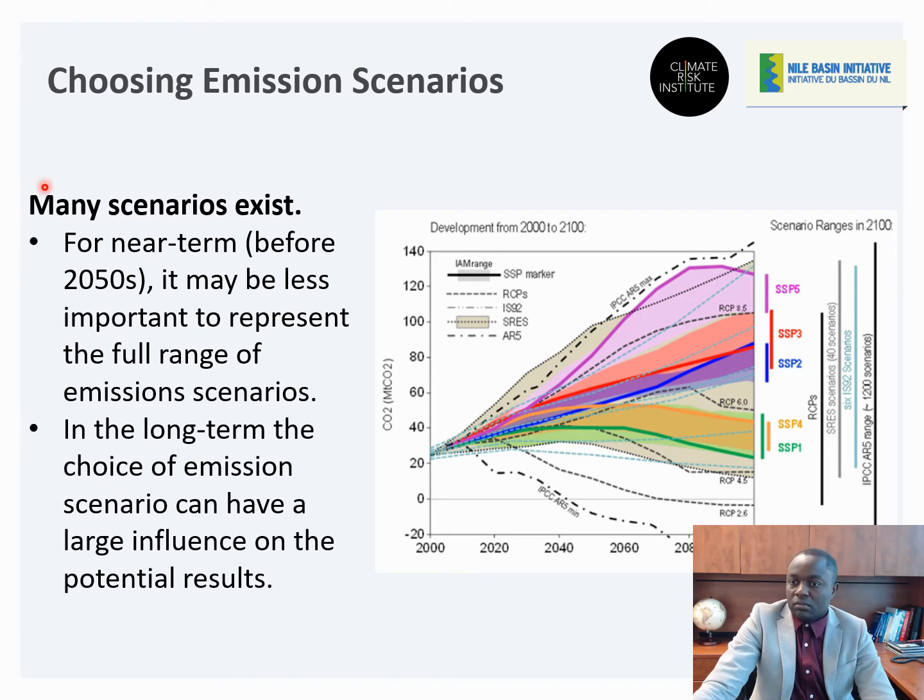Use many scenarios. Why? For the near term, that is before 2050s, there's almost no difference between the various CMIP5 and CMIP6 scenarios. But as you go towards the long term, the emission scenario can have a large influence on the potential results. The influence of scenarios becomes very evident. You can see the large spread between, say, RCP 2.6 and RCP 8.5. So as you go towards the end of the 21st century, the importance of emission scenarios is very, very evident. So use many scenarios when doing a climate risk assessment.